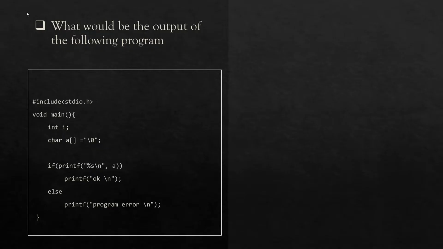You can see here a C program and our question is what would be the output of the following program. In this program, we have a main function, and inside this main function, we have an integer variable i, and we have a character array that is initialized with a null character, that is backslash 0. We have an if condition, and inside the if condition we are printing that character array with %s. If this condition is satisfied, it will print okay, else it will print program error.